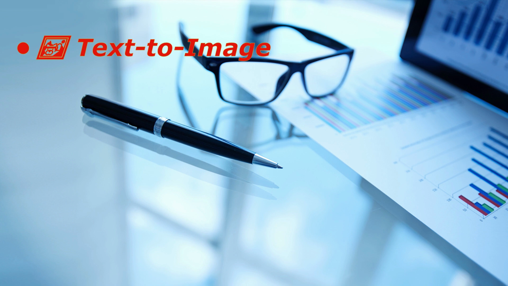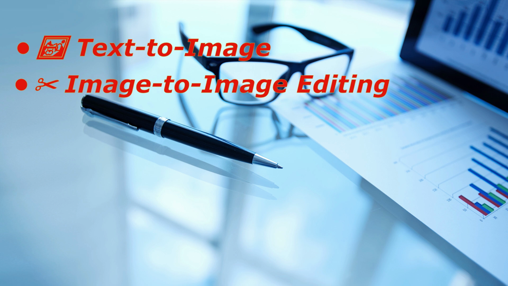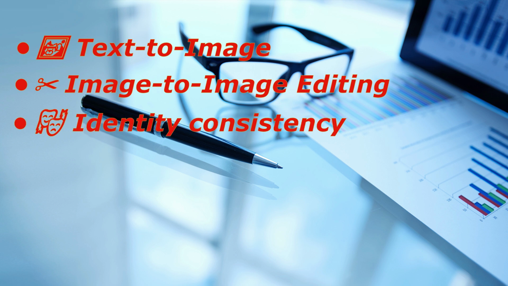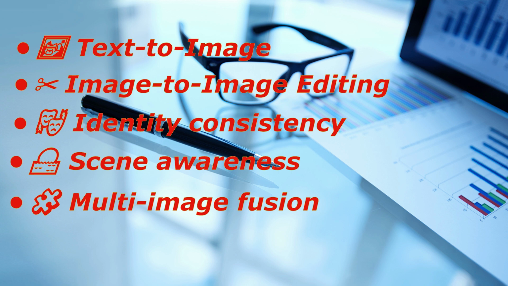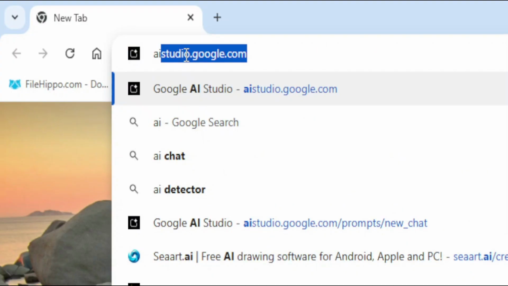So, what does Nano Banana bring to the table? Here is a breakdown. You can create new images just by describing them. You can upload a photo and make changes with prompts. And it keeps the same person across multiple edits. And it understands lighting, perspective, and style, so it looks natural. It blends multiple references into one new creation. Okay, let's see it in action.